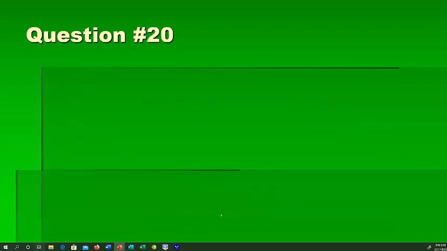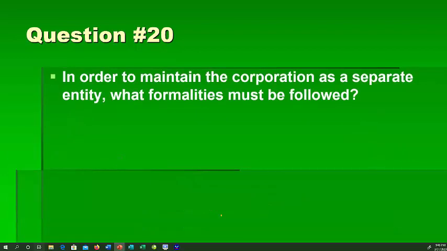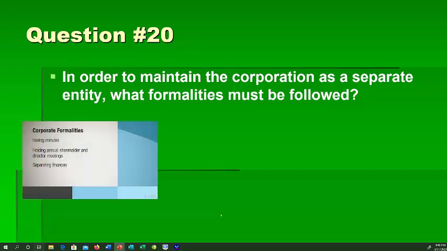Okay, question 20. In order to maintain the corporation as a separate entity, what formalities must be followed? Well, you've got to do at the very least the basics. You have to keep it as a separate entity from the individual or individuals. So, you're going to hold meetings. And at the very least, you're going to have annual shareholder meetings.